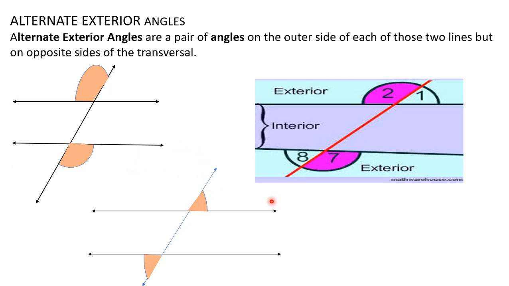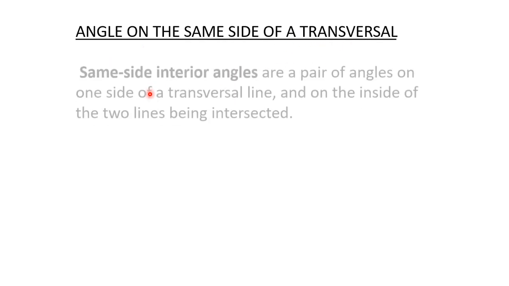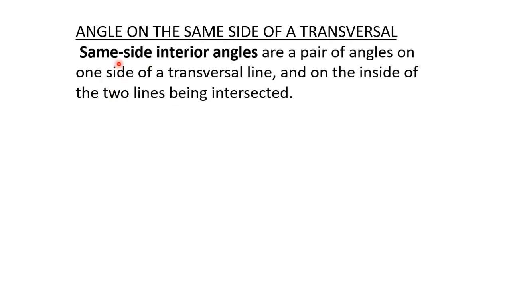Then proceed to the next one. So the next variety is angles on the same side of a transversal. What is the meaning of this? Same side interior angles are a pair of angles on one side of a transversal line and on the inside of the two lines being intersected. That means on the same side. Here the word is same side. That means both the angles will be on the same side.